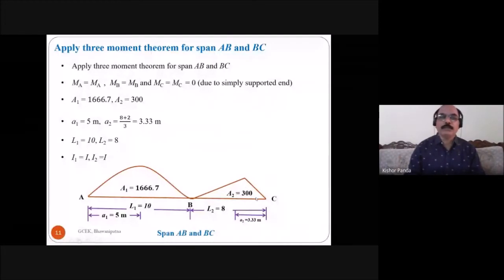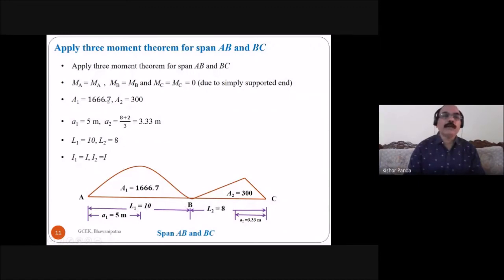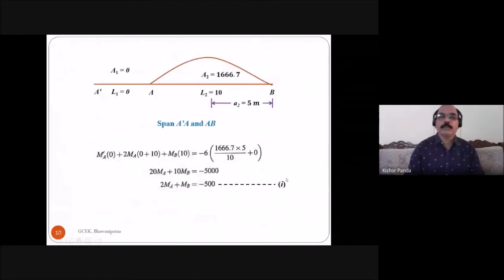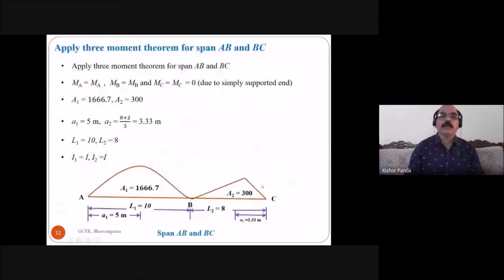Then here the length L1 is 10 meter and here the length L2 is your 8 meter, and the moment of inertia I is constant. Then put these values in Clapeyron theorem. After putting these values in Clapeyron theorem, we find the expression 10 MA plus 36 MB is equal to minus 5749.35, and this is equation 2. Here you got equation 1 and here you got equation 2.